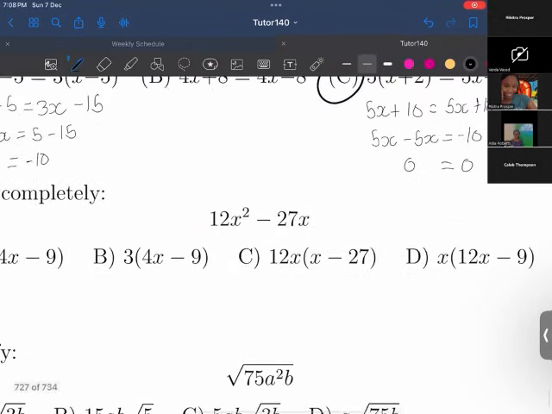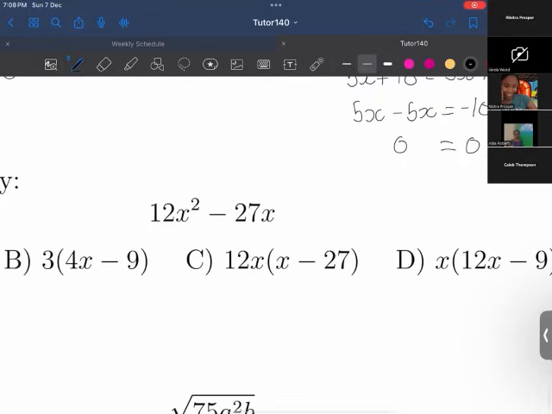The number that I see common in both terms is 3, because 12 can divide by 3 and 27 can divide by 3. So 12 divided by 3 is 4. So you can factor out our 3, right? And then x is common in both too. So we can factor out 3x. We're only going to factor out 3x because the exponent here is 1. So you're going to factor out the variable with the lowest exponent. So you're going to factor out 3x.